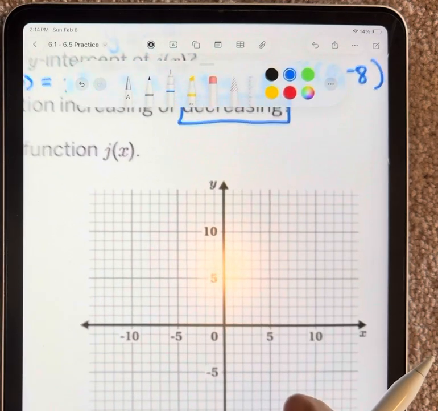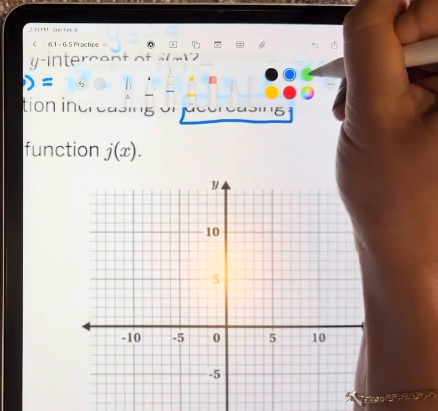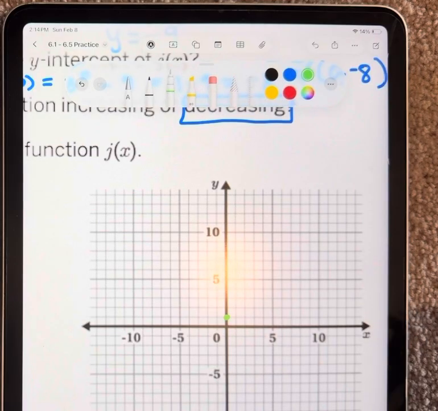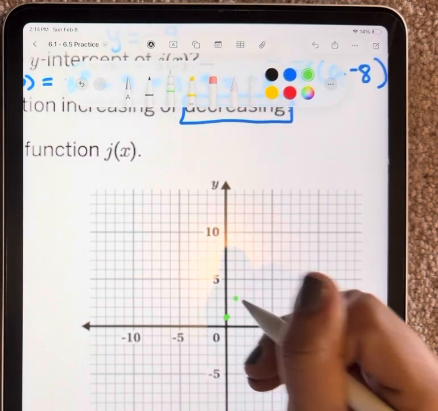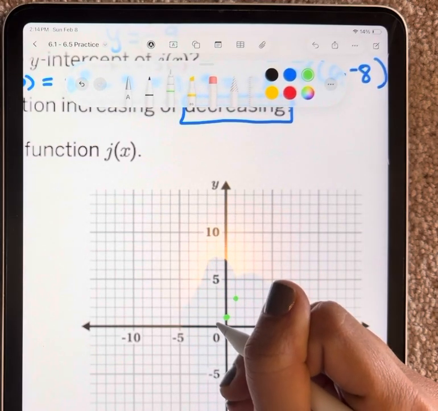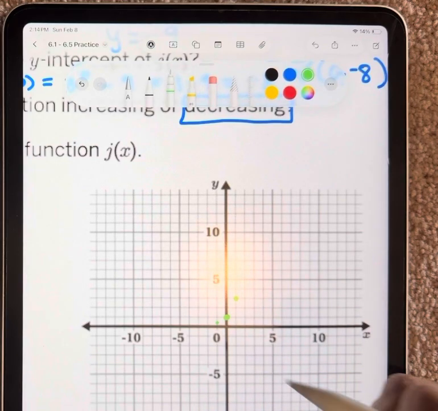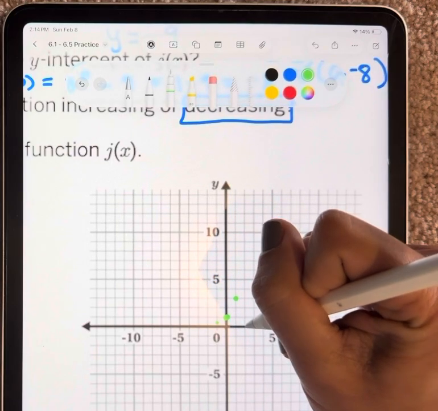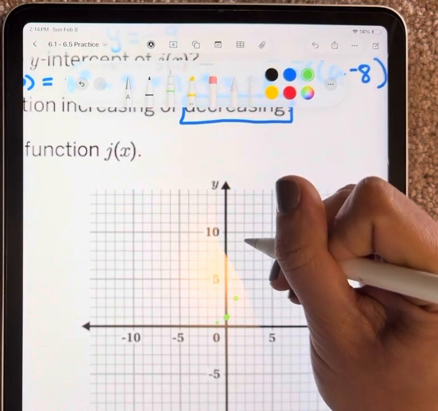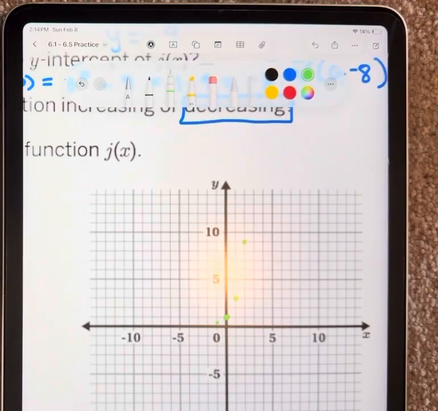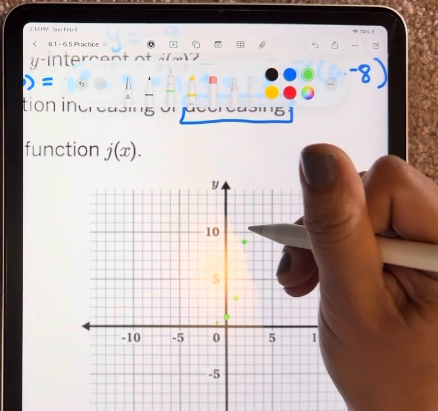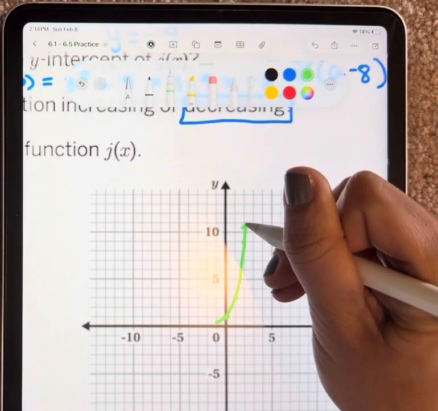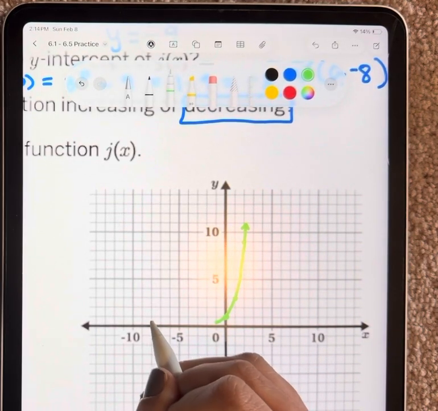Okay, I'm going to start with the parent. I'll graph it in green. So remember, the parent function has 0, 1. It has 1, b. It has negative 1, 1 over b. So this is my 1/3, negative 1, 1/3, 0, 1, 1, 3. I can actually even do 2, 9 because this graph has all that going on. This is the parent function with an asymptote at y equals 0.